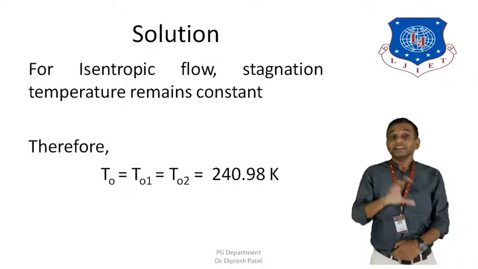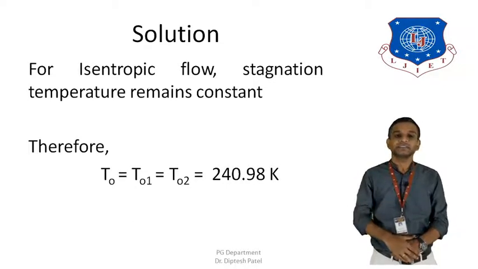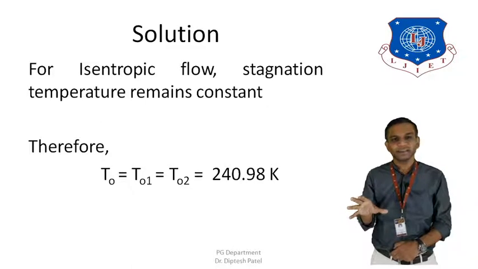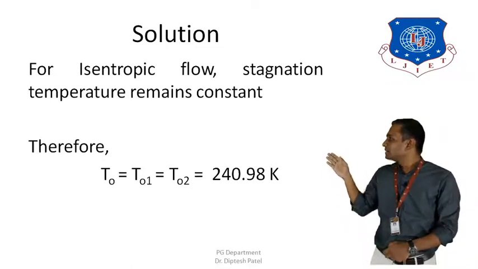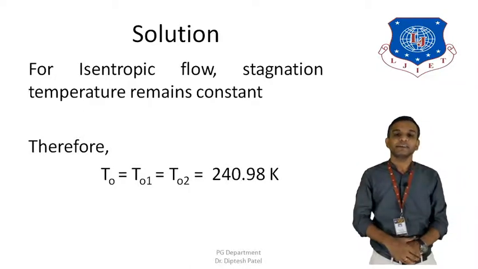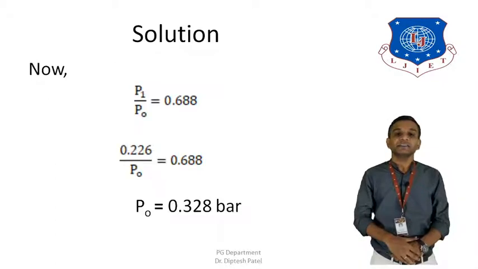Furthermore, it has been given that the flow is isentropic, and for isentropic flow the stagnation temperature remains constant, and therefore I should be able to write T0 is equal to T01, which is equal to T02. Since we got T0 already, that is 240.98 Kelvin. Okay. Now let's calculate the pressure at stagnation conditions.